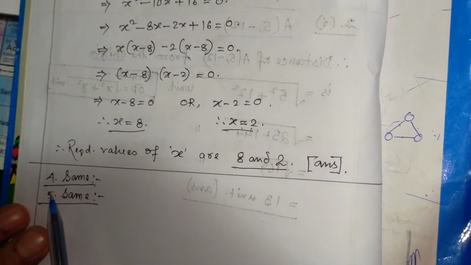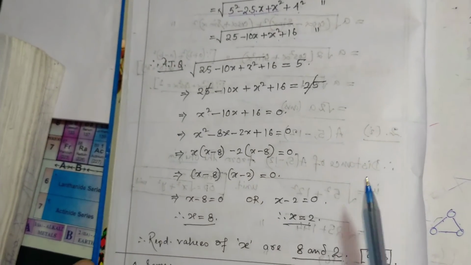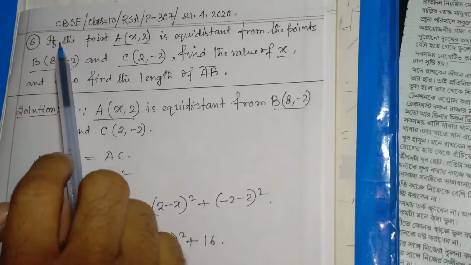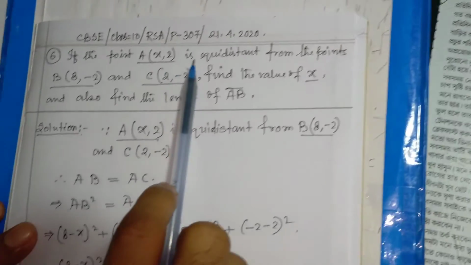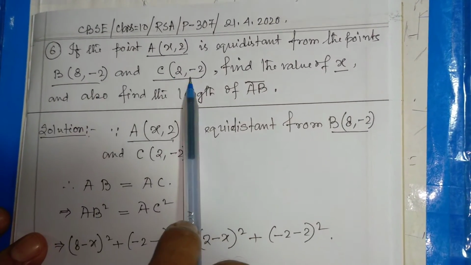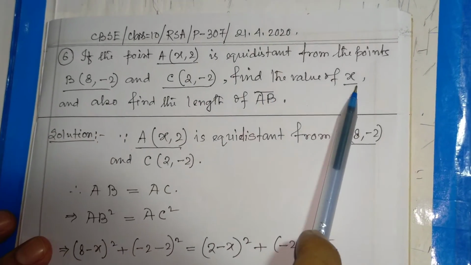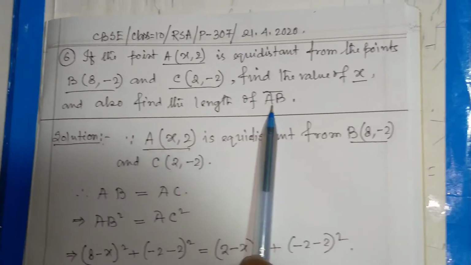You can do number 4 and 5 in the similar way. So I want to go to number 6. The question is given as: if the point A, the coordinate is (x, 2), is equidistant from the points B and C, B coordinate is given, C's coordinate is given, find the value of x and also find the length of AB.